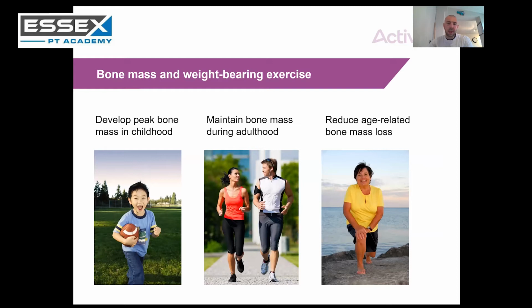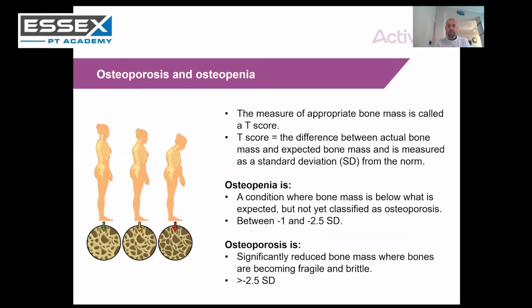So bone mass and weight-bearing exercise. We develop our peak bone mass in childhood. So the more exercise we can get kids out and doing, and the more weight-bearing exercise like running around for kids, the better. We're not going to be doing too much resistance training with them, although once they get to a certain age, we can do a little bit. Then it's maintaining it as an adult, and then it's reducing the loss as an older adult. Okay. So these are the stages we're trying to go through. Like I say, we want to get it as high as possible as a child, then maintain it as an adult, and then make sure that we don't lose it as we get into older adulthood.